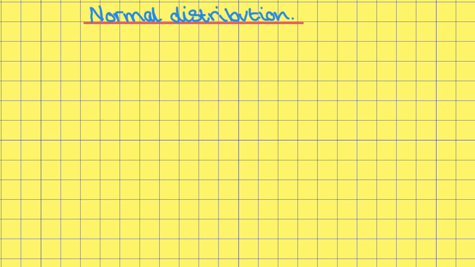In this video, we're going to take a look at the normal distribution. The normal distribution is a probability distribution that is widely used in statistics, probability theory, and other fields that deal with continuous data, unlike the binomial distribution, which deals primarily with discrete data.